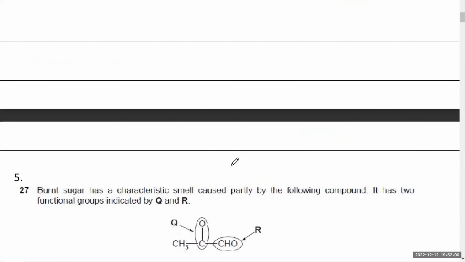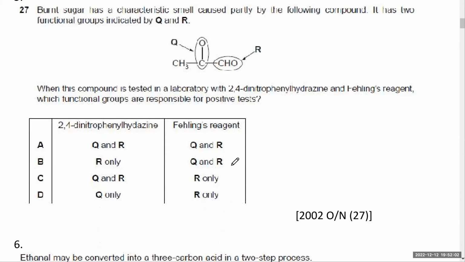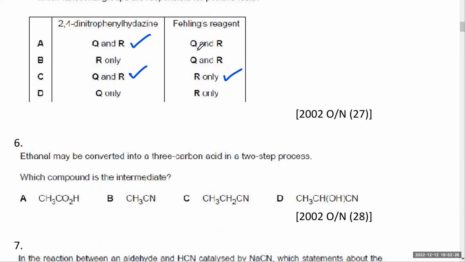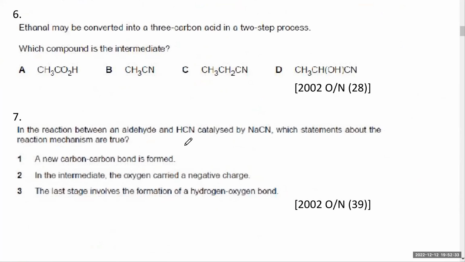So you got two groups, and these are double bond O's. It's double bond O, and this is an aldehyde and this is a ketone. So 2,4 DNPH will identify both Q and R, both of them. But Fehling's reagent oxidizes. Only aldehydes get oxidized, so that's R only. Ketones don't undergo any oxidation. So next one is related to carboxylic acid. Forget that.